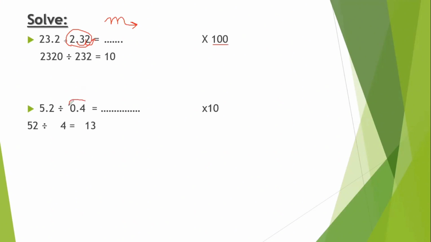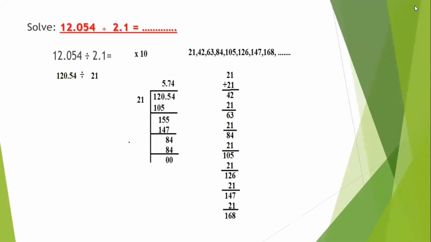Next, the divisor 0.4. It's after one digit, so you have to multiply by 10 only. When you multiply by 10, you multiply the two numbers by 10. My eyes are on the divisor, which determines whether I multiply by 10, 100, or 1000. After I decide, I multiply the two numbers by the same number. 52 divided by 4 equals 13. Let's see this example.